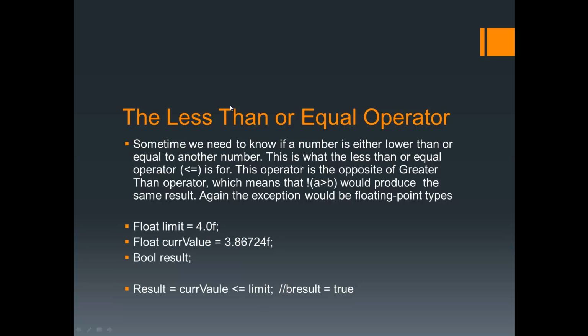All right, the next one here is less than or equal to. Pretty much similar to less than, except we're also checking to see if it's equal to. Sometimes you need to know if a number is lower than or equal to a particular number. This is what the less than or equal to operator is for. This operator is the exact opposite of greater than, which means that the negation of A is greater than B would produce the same result. Again, the exception would be for floating point types. So in this example, we're using a float called limit, a floating point type. We set it to 4.0, and then we have our current value set to 3.86724, and we have a result. We're going to compare the two.